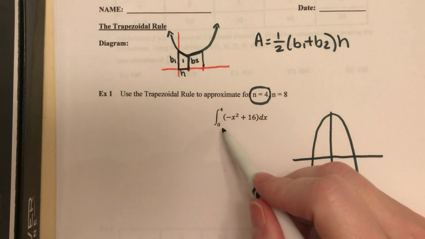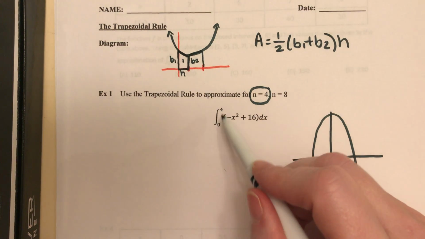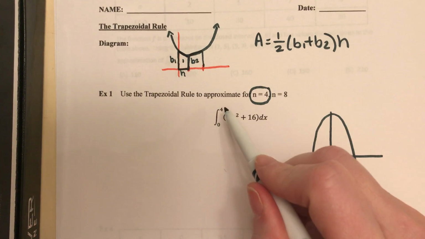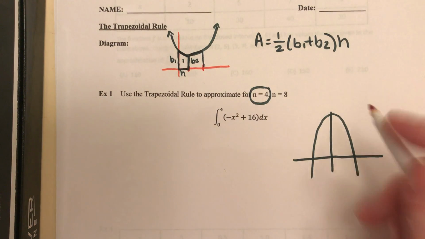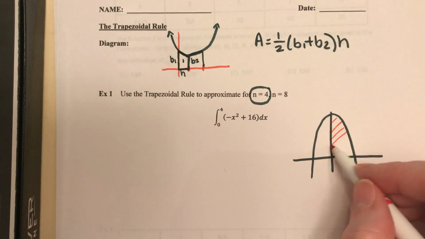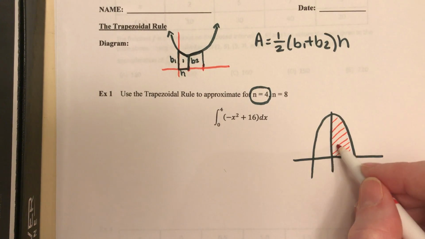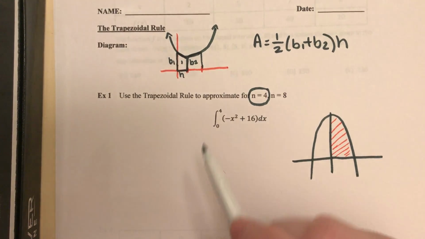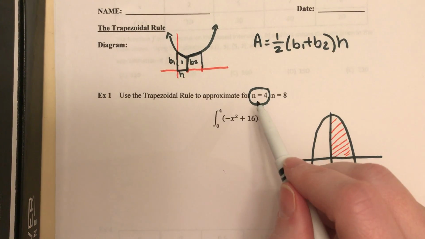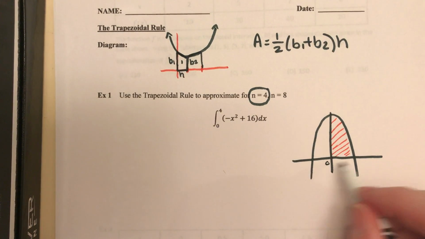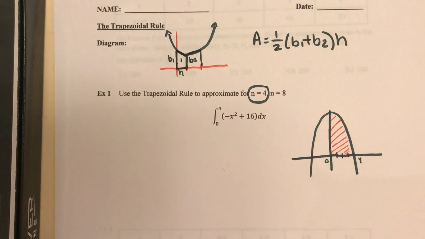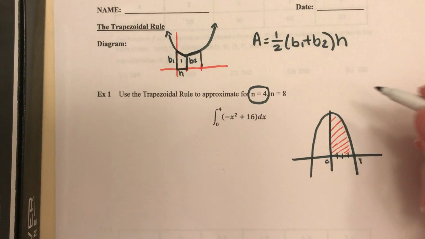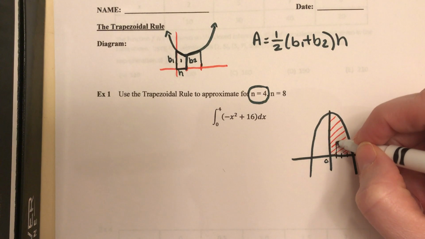And right here, now these are boundaries. Here we have an integral, and the boundaries tell us what region we're looking at. So this is saying we're going from 0 to 4. So I'm going to mark this off. 0 to 4 is this section of the graph over here. Now, n equals 4 means we're going to split this up into 4 sections. So if we're going from 0 to 4, and I split this up into 4 sections, that means I'm going to go in increments of 1. So I'm going to draw the first trapezoid in.